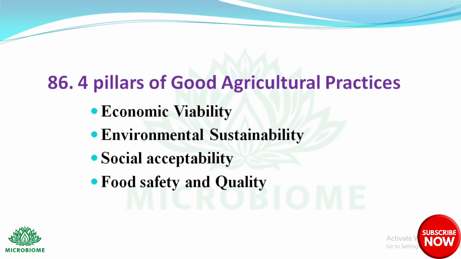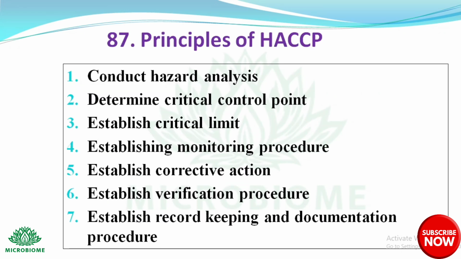Next, 4 pillars of good agricultural practices: economic viability, environmental sustainability, social acceptability, food safety and quality. And next, principles of hazard analysis and critical control point. Conduct hazard analysis, determine critical control point, establish critical limit, establish monitoring procedure, establish corrective action, establish verification procedure, establish record keeping and documentation procedure.